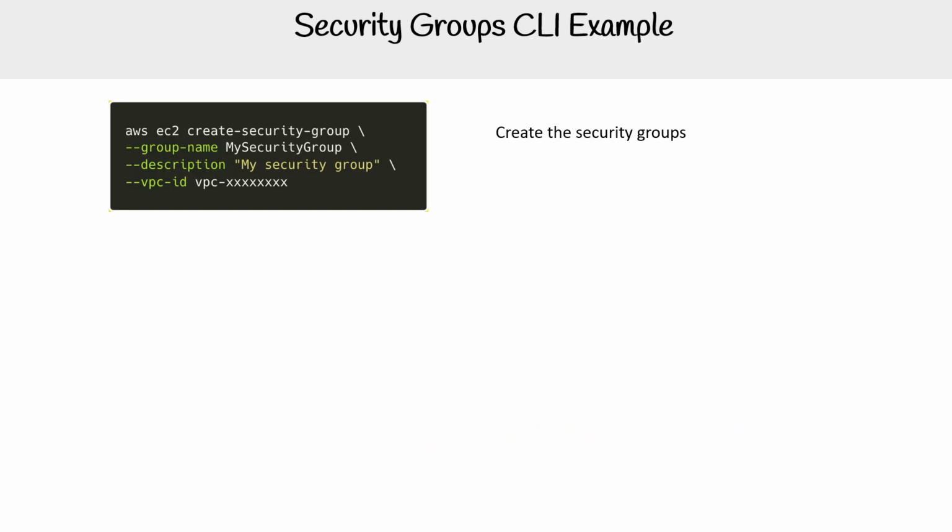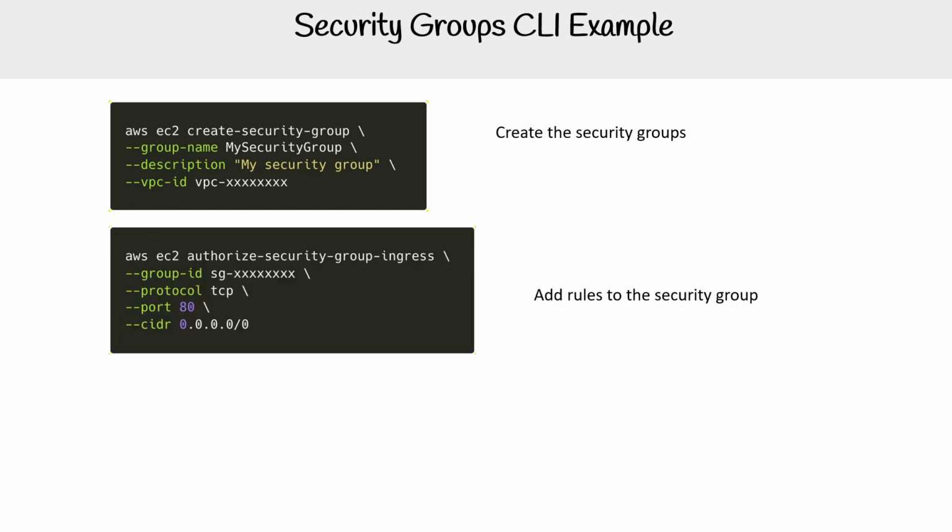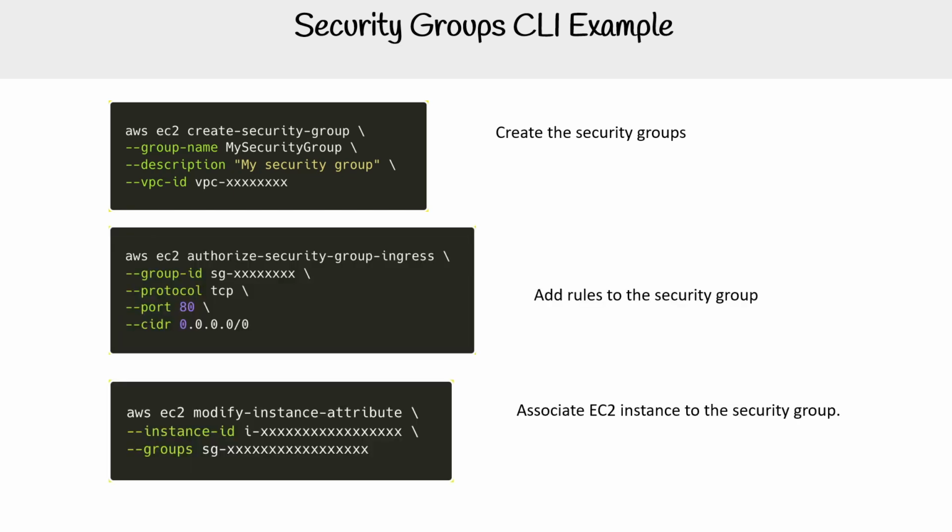If we are using the CLI to create the security groups, it's as simple as this. We're going to specify the VPC ID. We create that. Then we need to add a rule to the security group. And then we need to associate the EC2 instance to the security group to complete that process there.